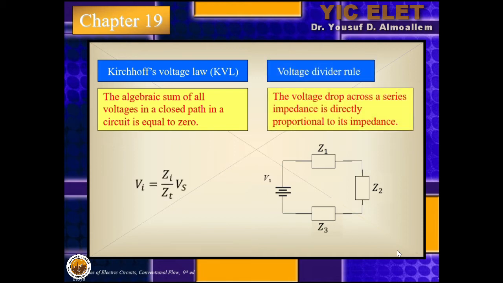Now, second part about series circuits, we should talk about the voltage divider. If we want to find the voltage across any of these three elements, or any element in a series connection, we can use this voltage divider. The voltage drop across a series impedance is directly proportional to its impedance. So the voltage here is proportional to the impedance here. And again, this is complex numbers. I don't need to repeat this again and again.